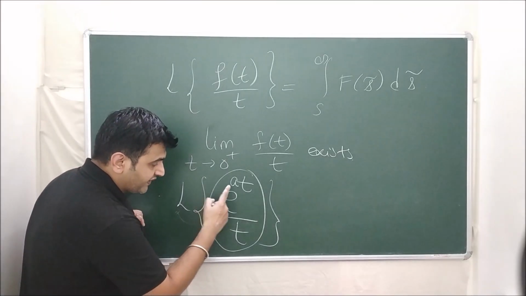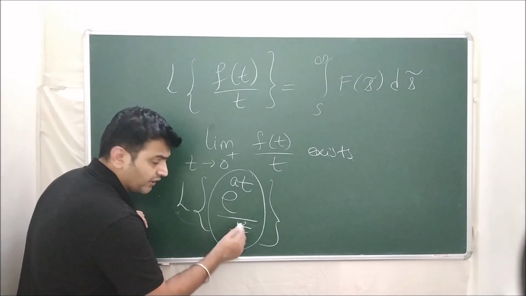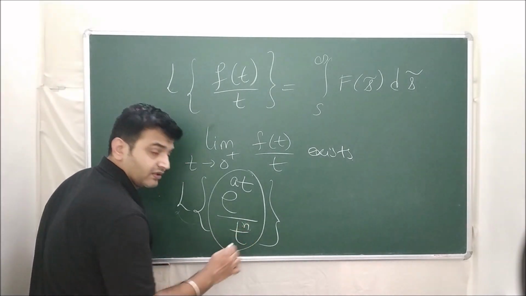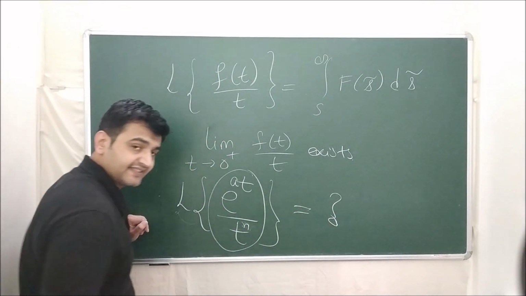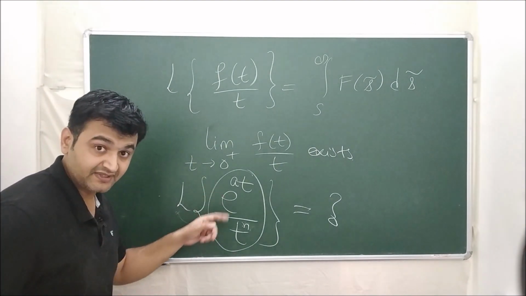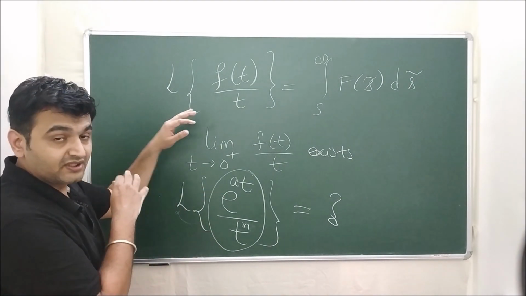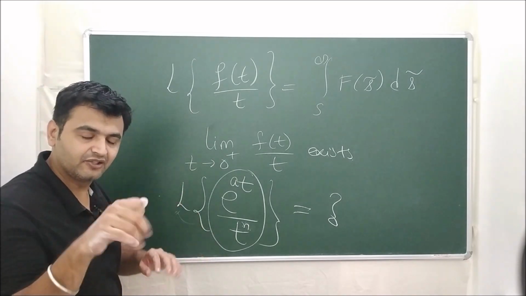What about Laplace of e raised to at upon t square, or t cube, or upon t raised to n? Does this exist? Tell me your answer in the comment section. Okay, now let's go to some nice examples where the Laplace of such kind do exist.